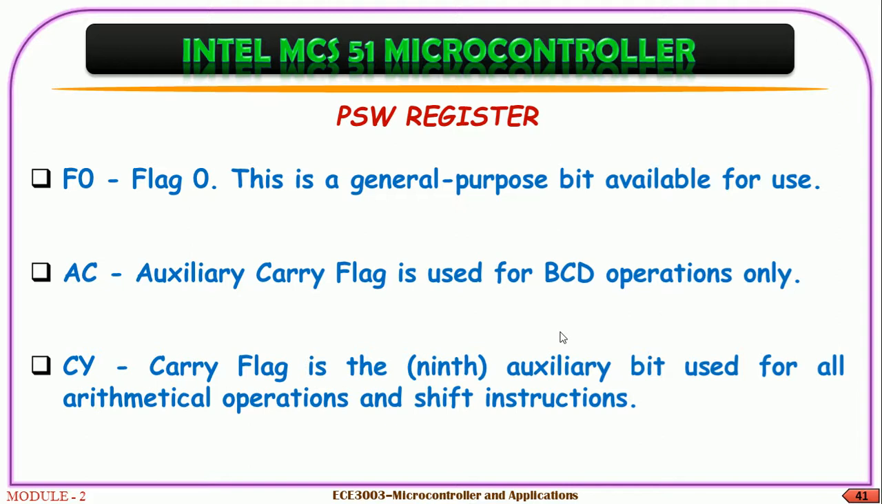F0, that is flag 0, is a general purpose bit available for use. Then the auxiliary carry flag is used for BCD operations. The CY carry flag is the auxiliary bit used for all arithmetic operations and shift instructions.